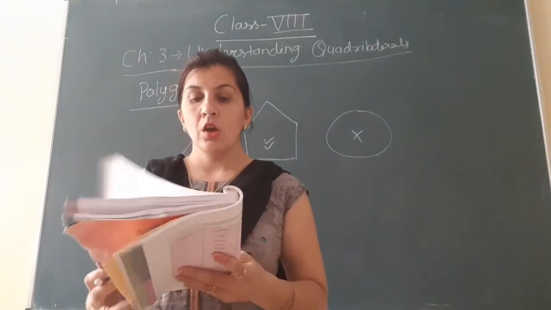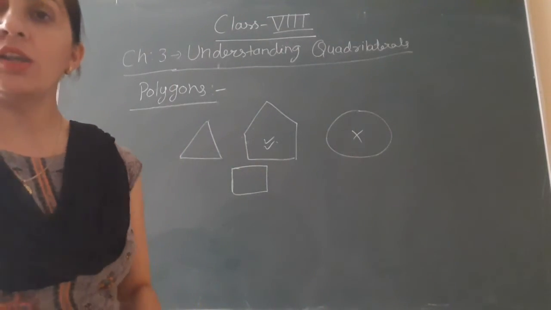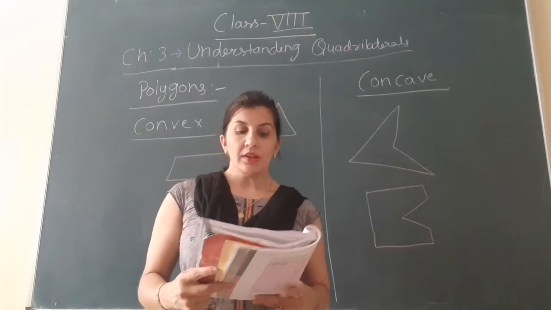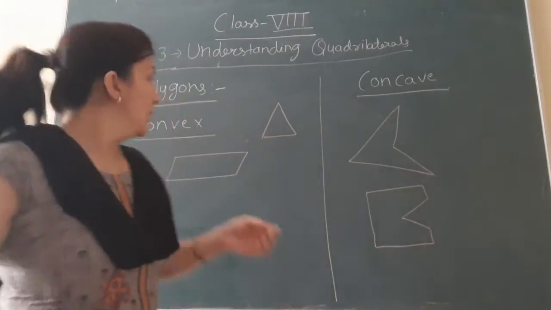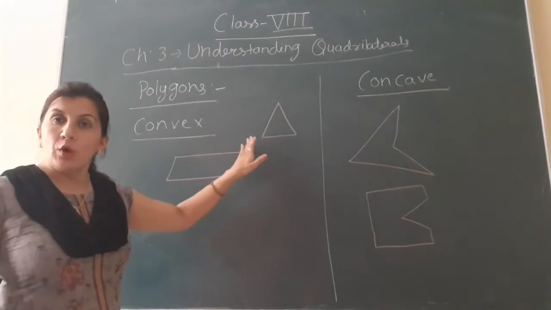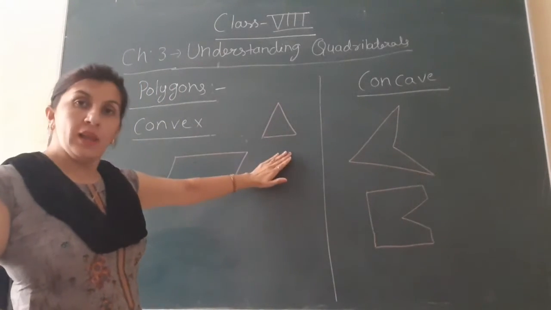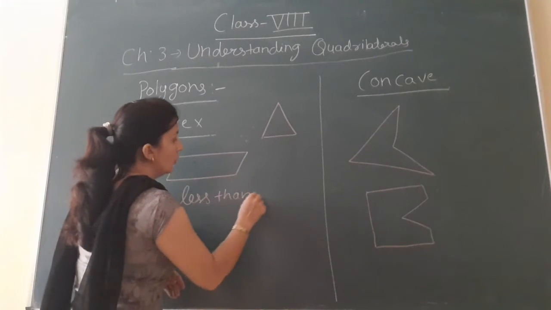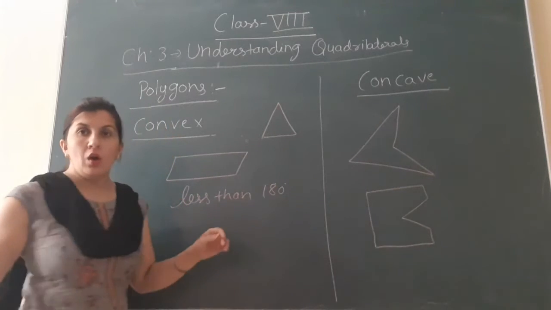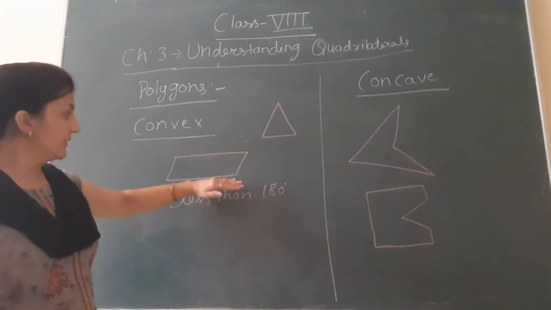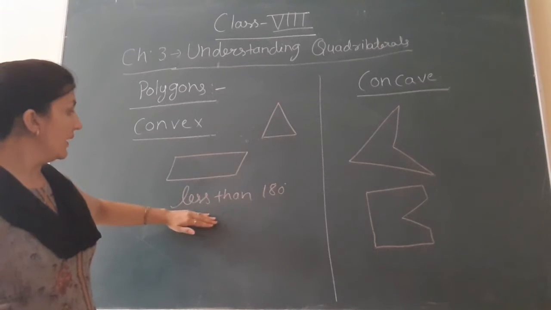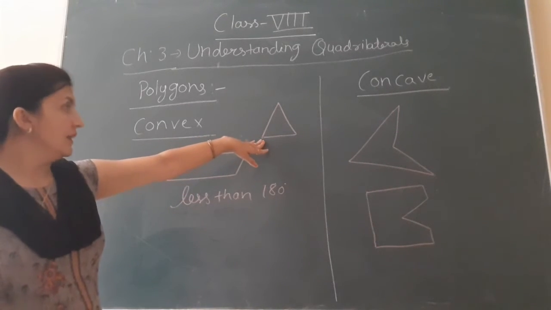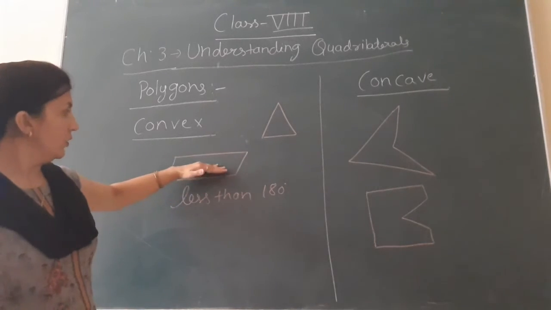Okay, next is convex and concave polygon. What is convex and what is concave? Coming to the convex polygon, it is the polygon in which all angles are less than 180 degrees. There is no angle which is more than 180 degrees. All angles will be less than 180 degrees. Then it is called a convex polygon, like a triangle, an equilateral triangle, or any such shape.